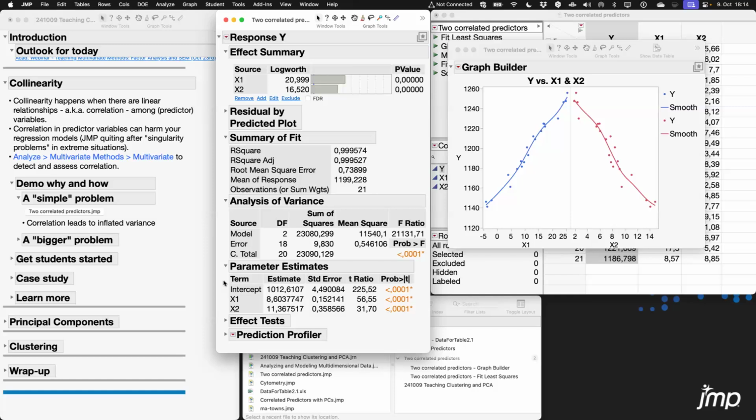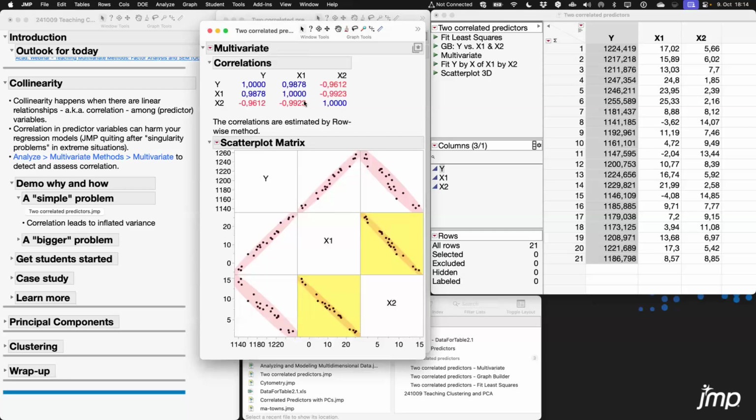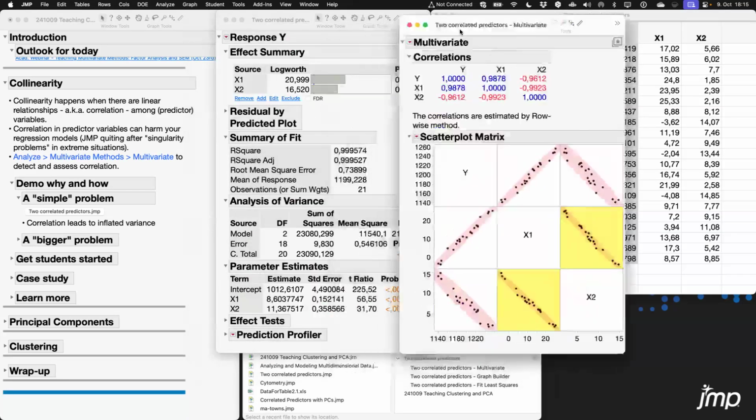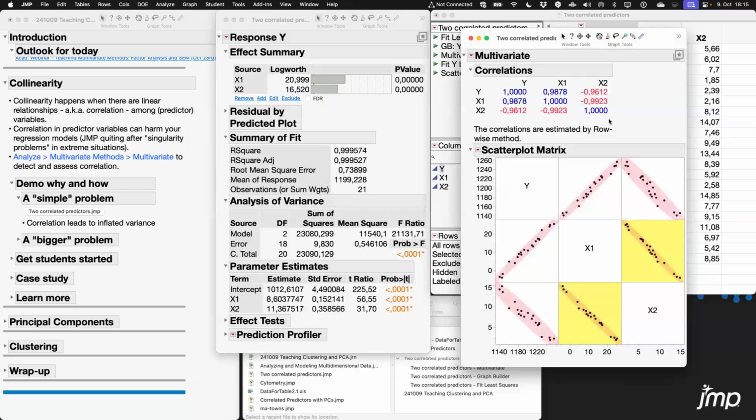It's a different analysis and context. But these results are really, really different, the opposite direction. And the reason for this can be seen if we use the multivariate platform and look at correlation. Here we have a correlation map between all our variables, and the interesting coefficient is this one here. That's the correlation between our predictors x1 and x2, and they are highly correlated.